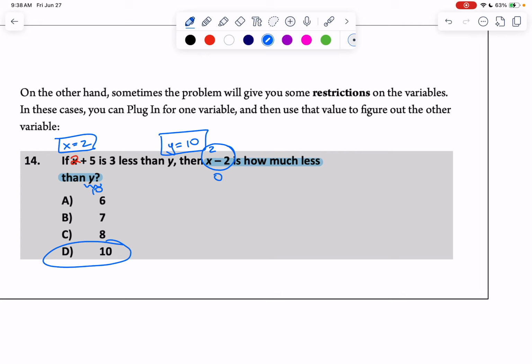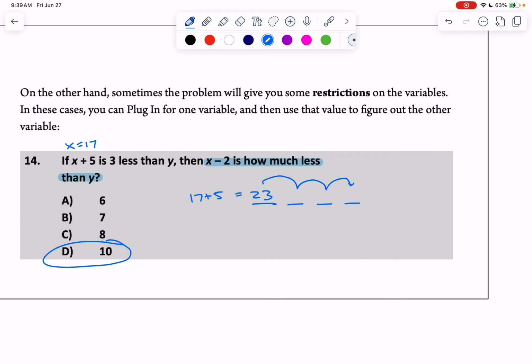Now, will this work with other numbers that we pick? Absolutely, as long as we keep our relationship consistent. So let's try this with a totally different number. Let's pick something weird. Let's pick 17. What if x was 17? 17 plus 5, that's 23. And what's 23, 3 less than? Well, if I go up 3, 1, 2, 3, 23, 24, 25, 26, my y must be 26.